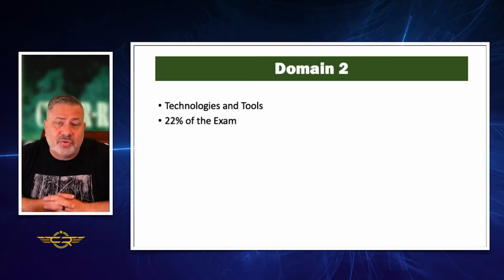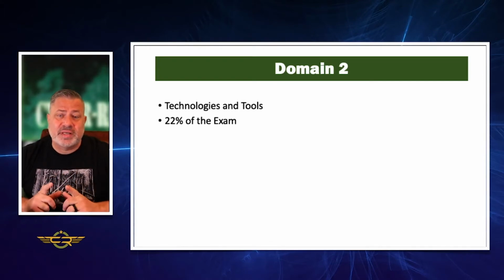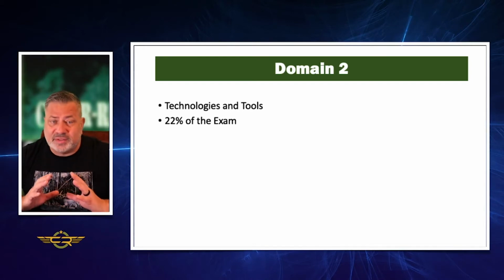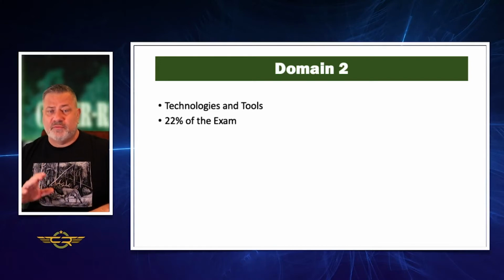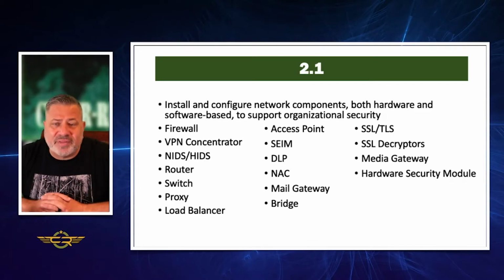This is domain 2. The title of this domain is Technologies and Tools. Subjects in this domain cover 22% of the exam. There is a lot to cover. Just like domain 1, there's a lot to cover in this domain. So in this overview, we're not going to go very deep into any of the subdomains, but we'll cover the high points, right?